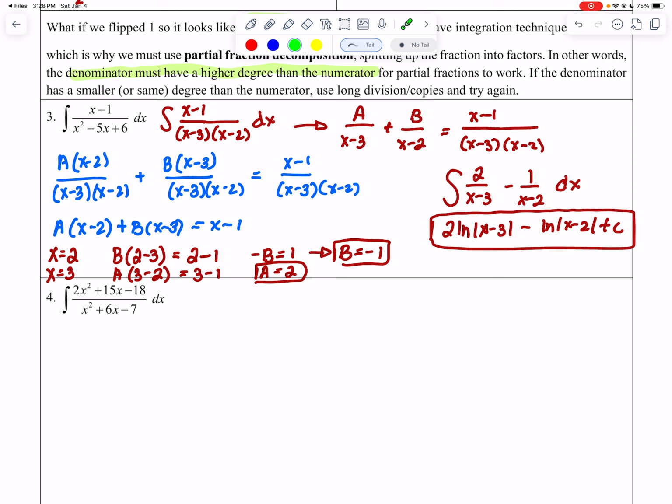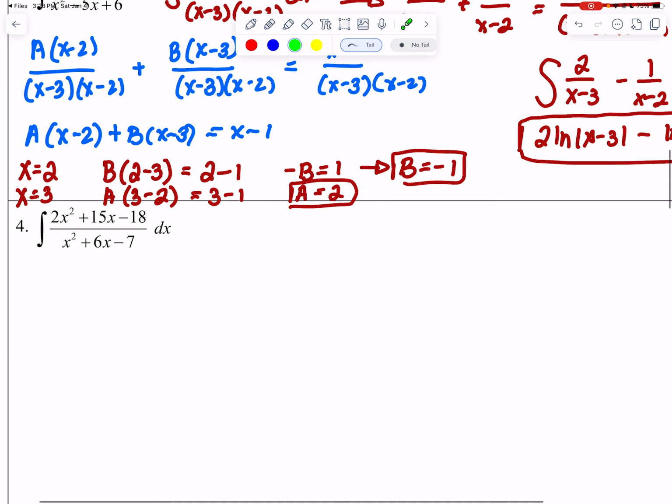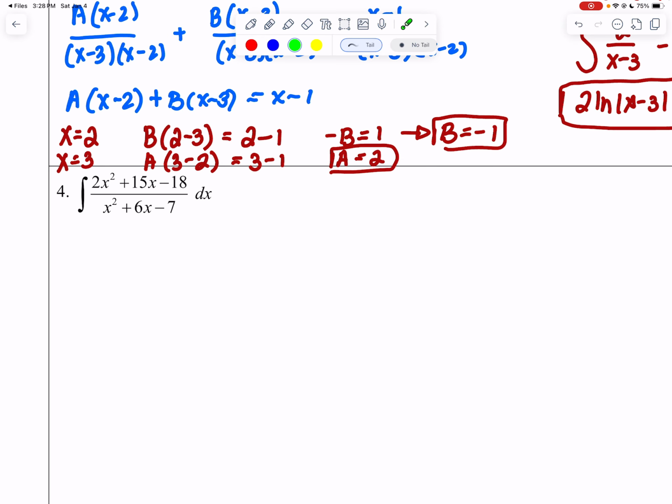Okay, so let's go ahead and look at number 4 here, where we have 2x squared plus 15x minus 18 over x squared plus 6x minus 7. Now, like I said at the very beginning, in order to use partial fraction decomposition, our denominator has to be bigger at the bottom. In this case, we can't really do partial fraction decomposition just yet, but what we are going to do is use division.